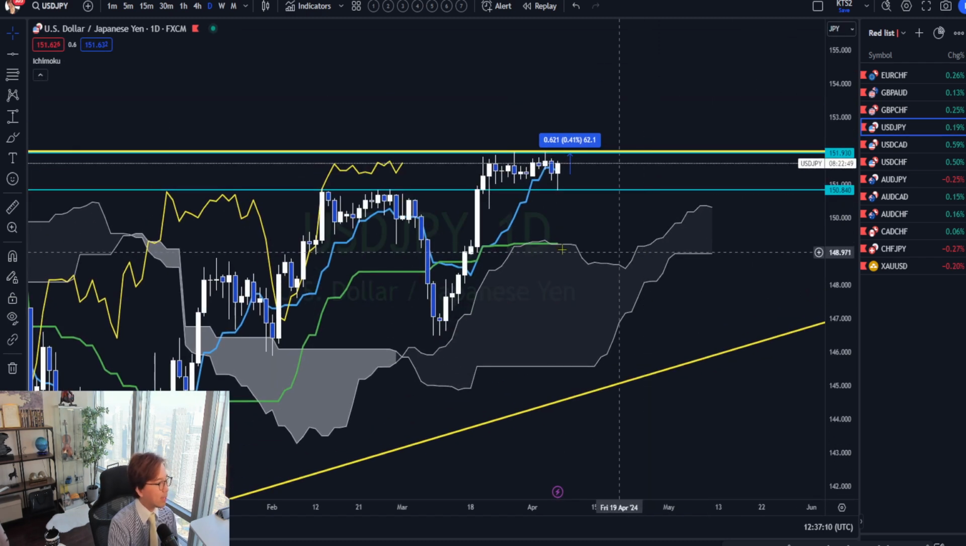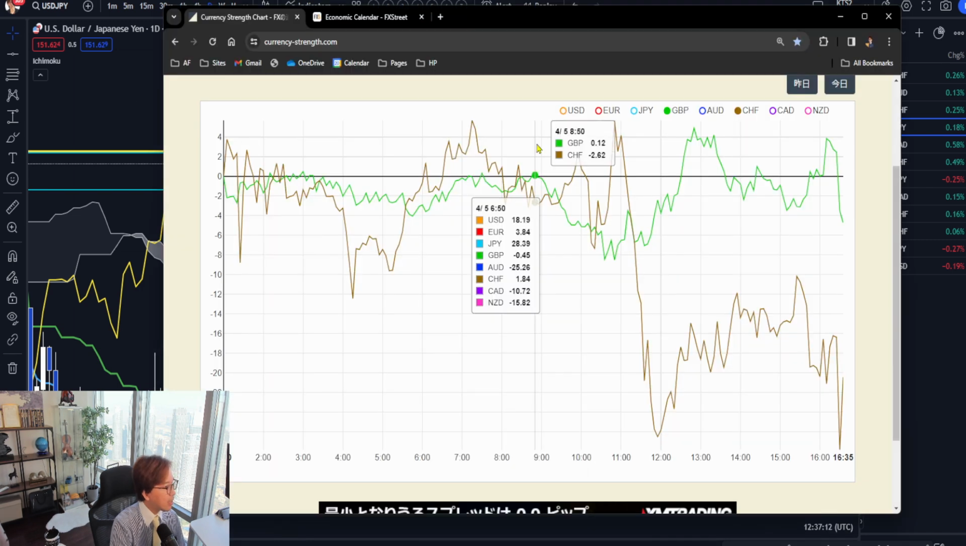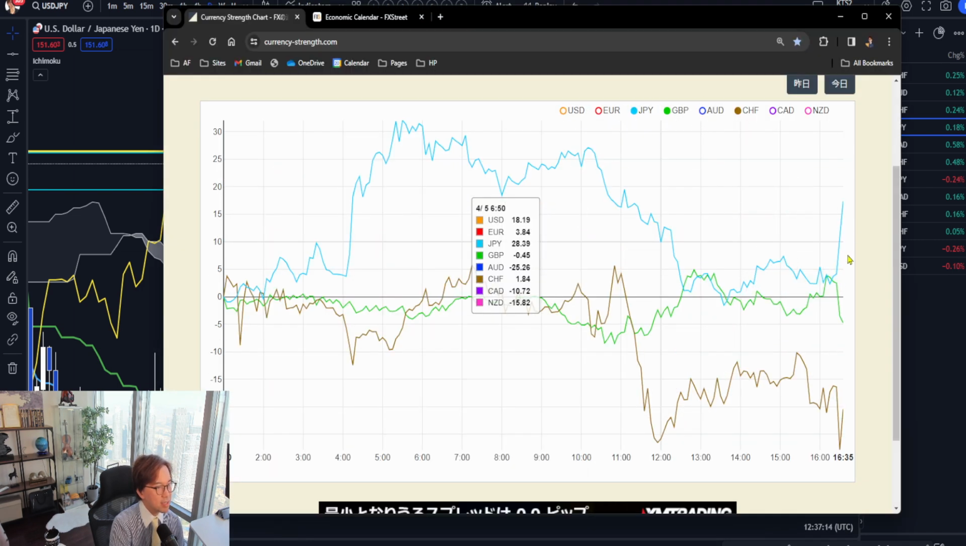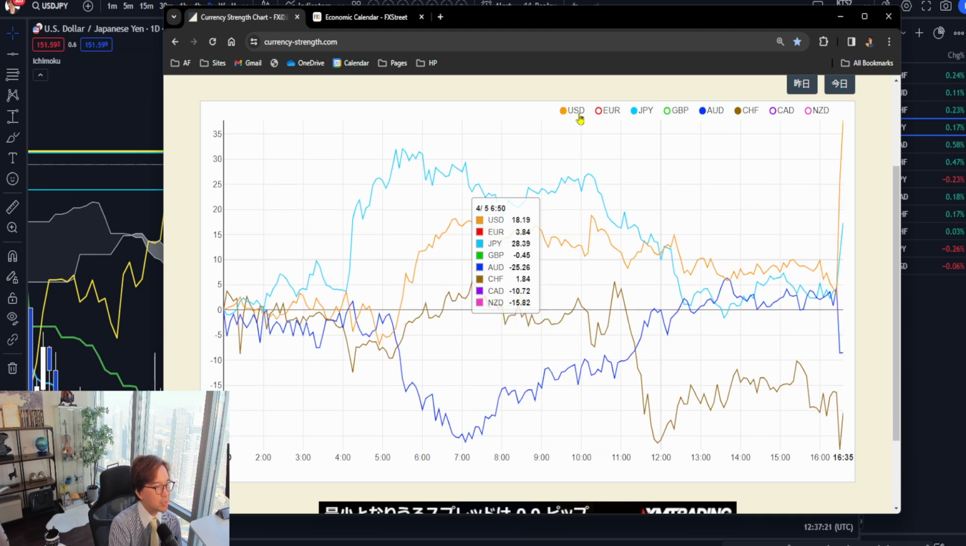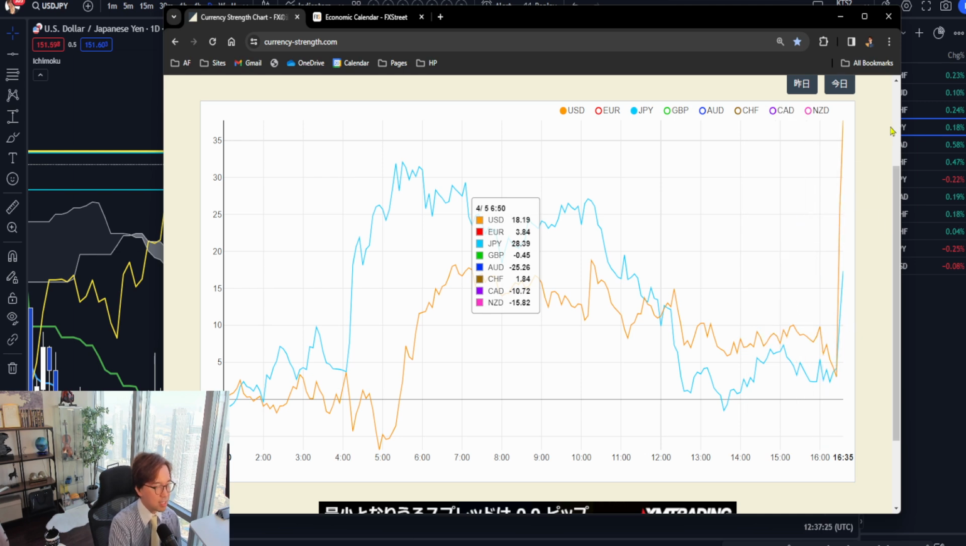And USD/JPY. On USD/JPY, JPY is bought, the light blue, and USD was also bought. When two currencies are bought at the same time, that means this market consolidates. But in this case, technically speaking, USD is much stronger than JPY. So as a pair, USD/JPY becomes bullish.